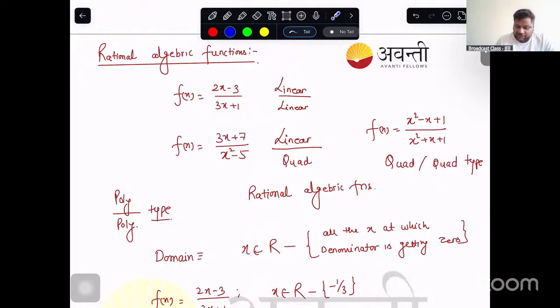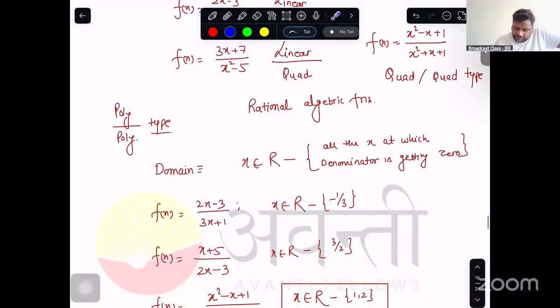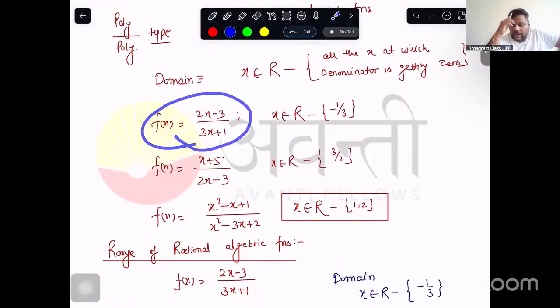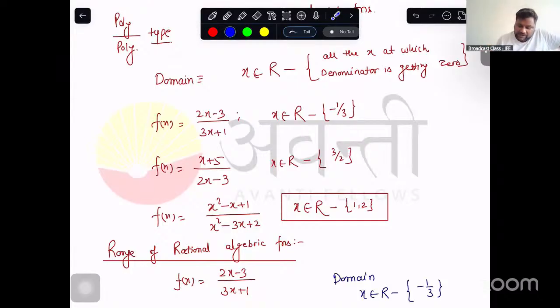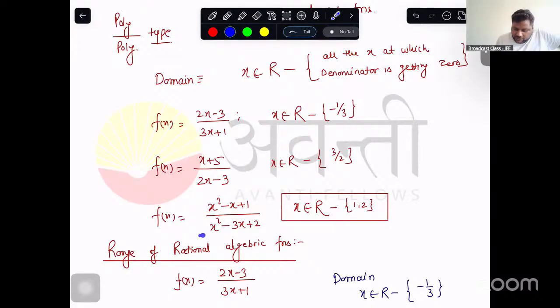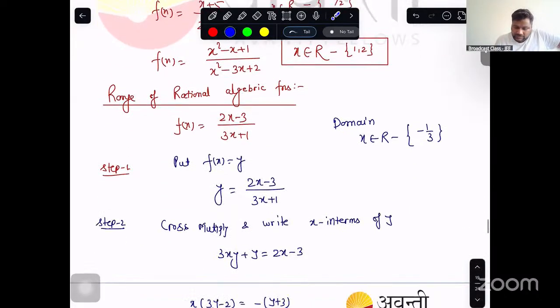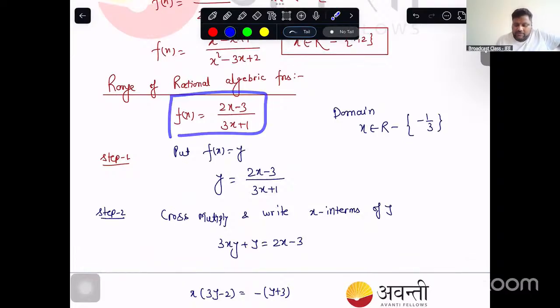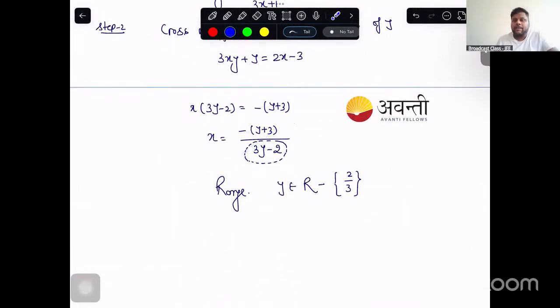Now the rational algebraic functions were linear by linear. Their domain is always all those x which belong to R except the ones at which the denominator is getting 0. Like in case of this, domain is R minus 1 by 3. In case of this, domain is R minus 3 by 2. In case of this, R minus {1, 2}, because at 1 and 2, this denominator is getting 0. Then we have done a linear upon linear rational algebraic function. Domain is this, and this is how I have found its range. Now I will cover two more examples over it.